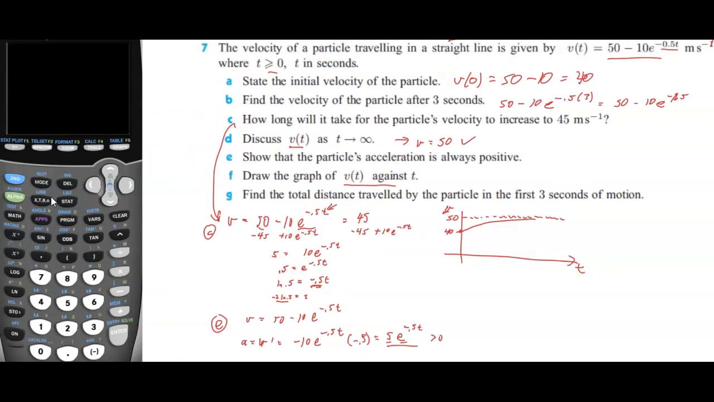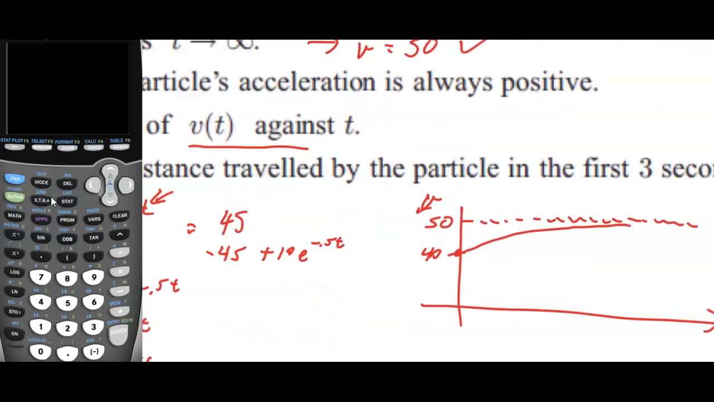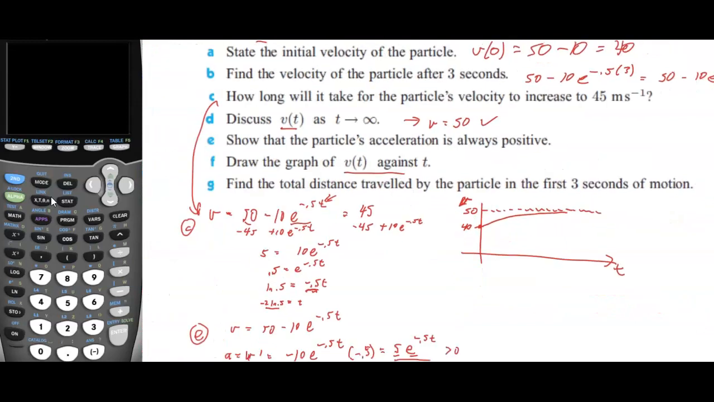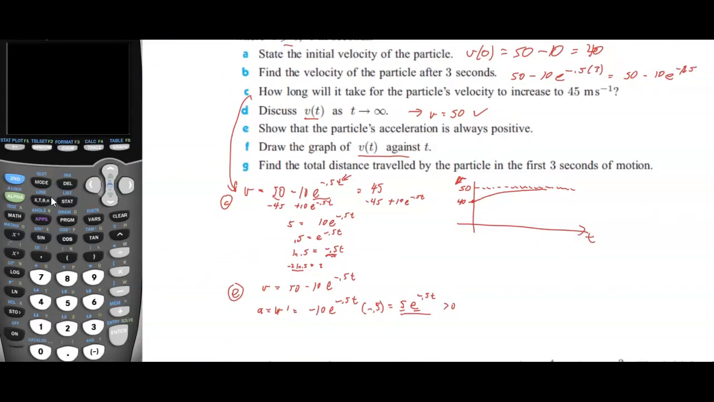Okay, so we're done with that. Find the total distance traveled by the particle in the first 3 seconds of motion. Now in this case, we can see from the velocity graph that the velocity is always positive after t equals 0. So we don't need to worry too much about direction changes, because there are no direction changes. The velocity is always positive.